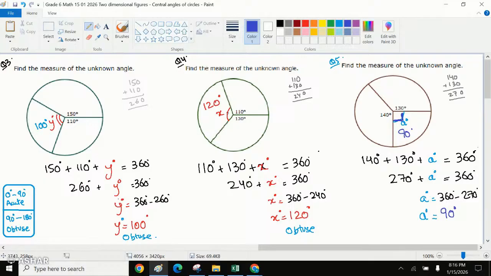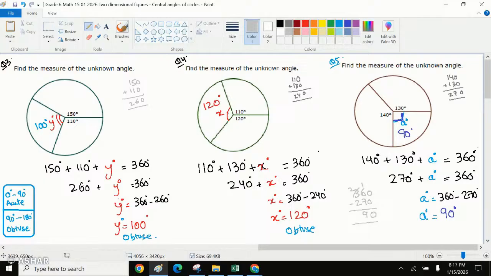Quincy, which option are you talking about? 110? Sorry, 360 minus 270. 360 minus 270 should be 90 degrees, right? I'll just show you the working. If we say 360 minus 270, 0 minus 0 stays 0. We cannot subtract 7 from 6, so we carry. 16 minus 7 is 9, and 2 minus 2 was 0. So we are left with 90, right?